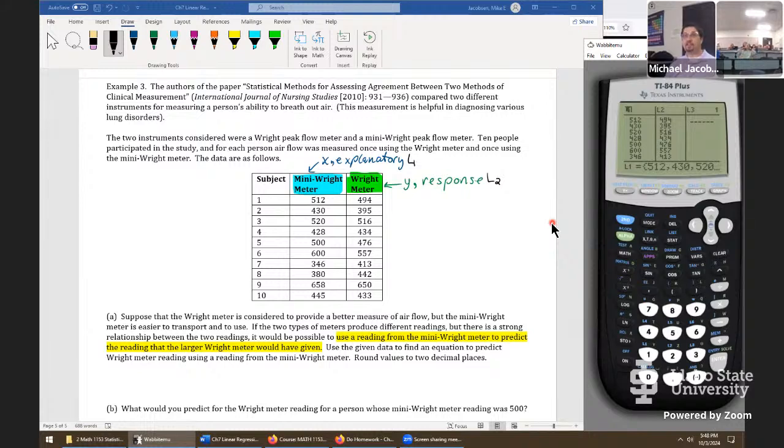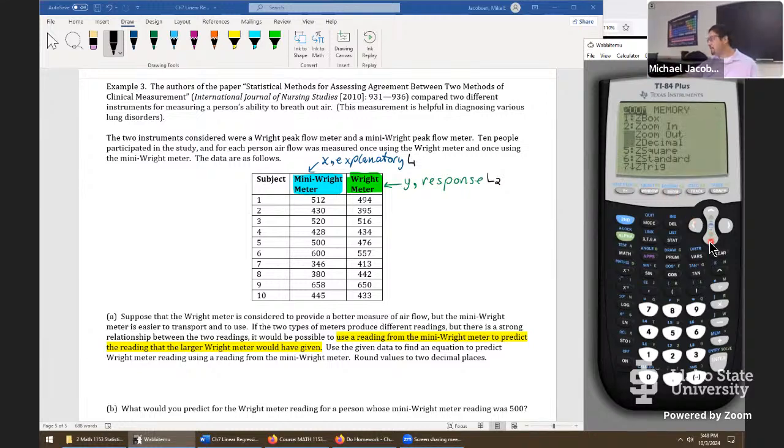Okay, it looks like we just about have all the data. Now, next step, it says, use the given data to find an equation to predict the right meter using a reading from the mini right meter. It wants just the equation, but if you're curious, let's take a look at the scatter plot because it's really fast now that the data's in. First thing I'll hit to get the scatter plot is the zoom key. And I think this is option 9, but I'm never too sure. Yeah, option 9. And this is what our data looks like.